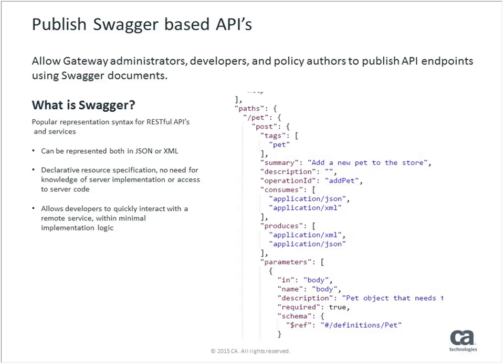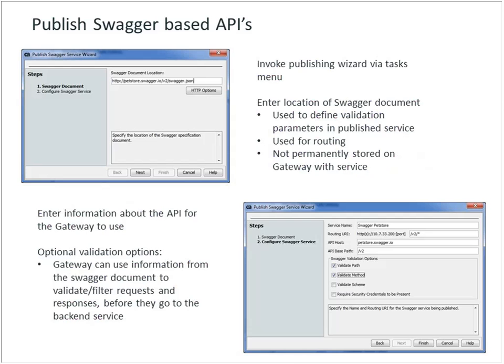It can be represented both in JSON and XML. It's a declarative resource specification. There's no need for developers to know anything about the server-side implementation or a need for them to access server code in order to write apps that consume that particular API. So very, very strong language. It's become quite popular in the marketplace, and the gateway now supports it as well.